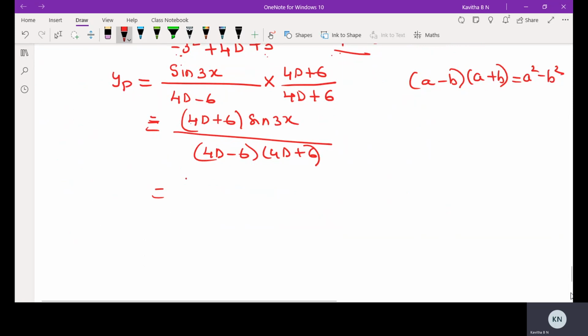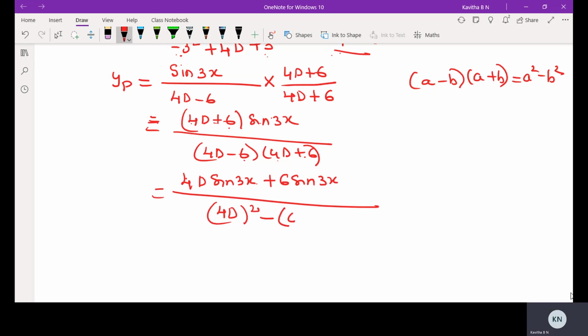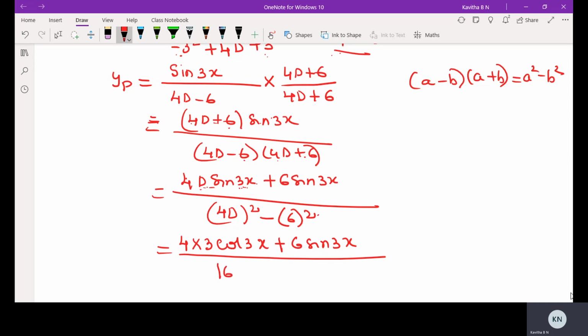Then 4 times the differentiation of sin 3x plus 6 sin 3x, whole divided by (4D - 6)(4D + 6), which we write as 4²D² - 6². The differentiation of sin 3x is 3 cos 3x, plus 6 sin 3x. 4D² means 16D², and 6² is 36.